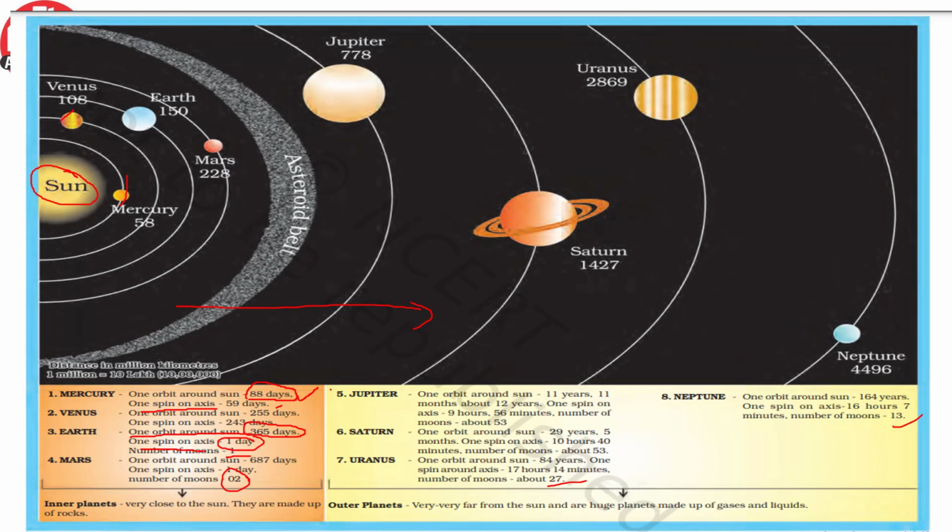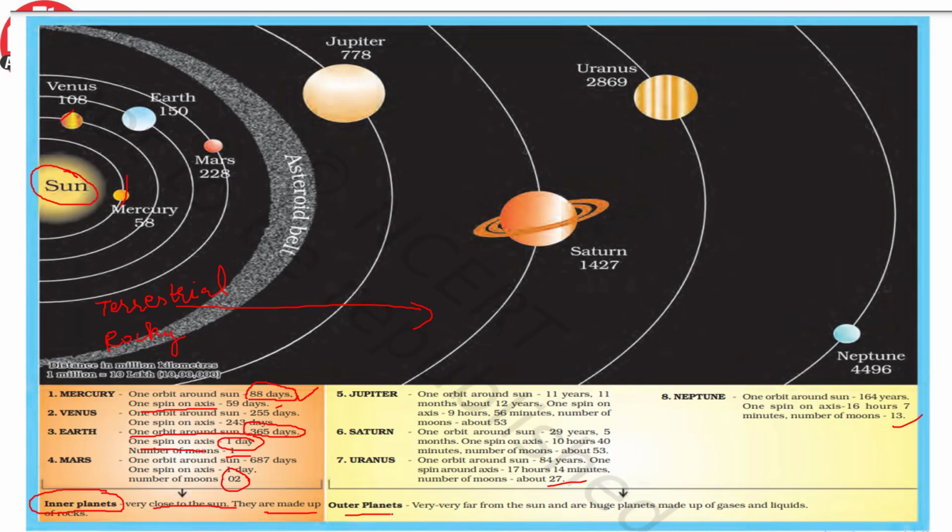Now these planets can be segregated into 2 parts. You can see here the inner planets, or the terrestrial planets, or the rocky planets. By the name itself, you can guess terrestrial or rocky. These are very close to the Sun, that's why they are called inner planets. And they are made up of rocks, that's why they are called terrestrial or rocky planets.